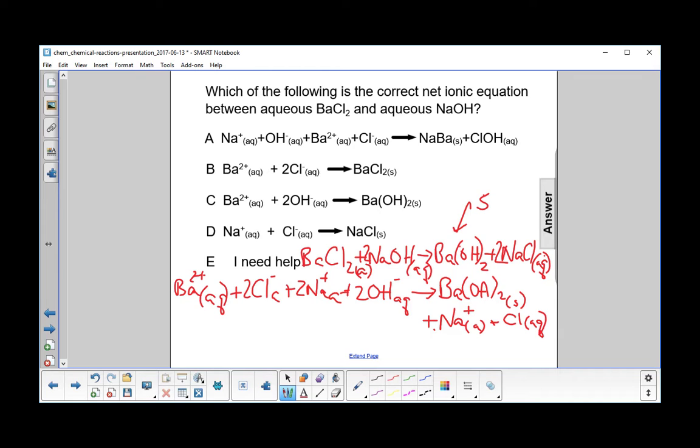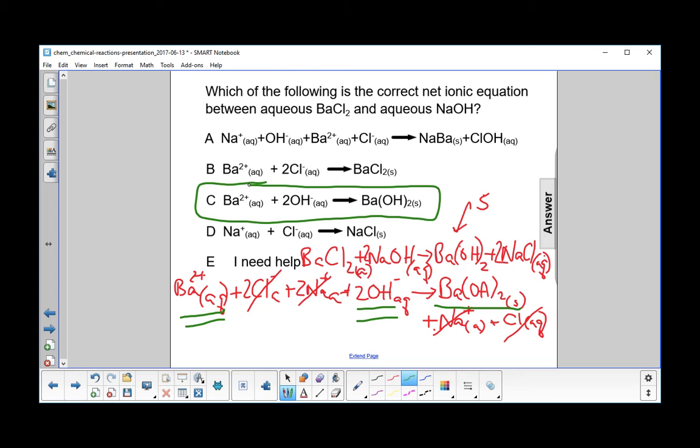Now we cross out whatever is the same on the left as the right. So that's chlorine, chlorine, sodium, sodium, and what we're left with, and let's switch to another color here, we'll go to green. We have the barium aqueous on the left, the hydroxide aqueous on the left, and then the precipitate barium hydroxide. So C is our answer.